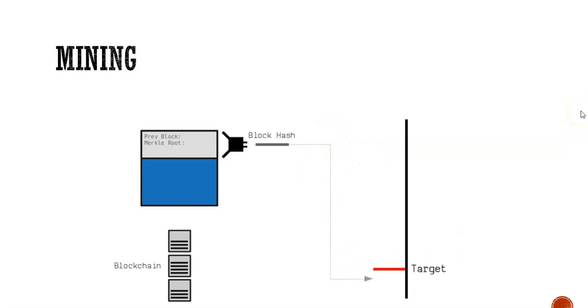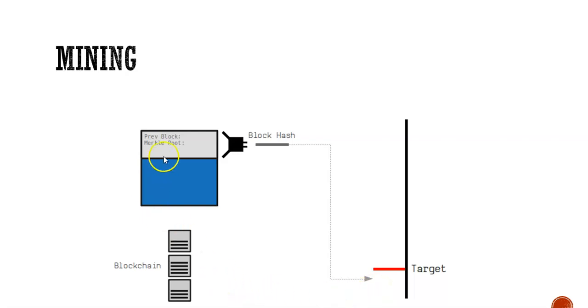The target value will vary according to the current difficulty target, or we can say there is a target which is set by the entire software or by the network itself. The primary objective of mining is that you have to find the hash of the block, and the hash of the block should be less than the target value.